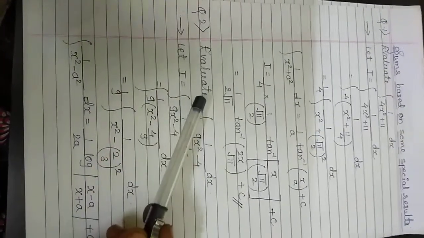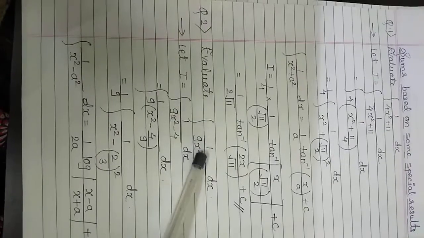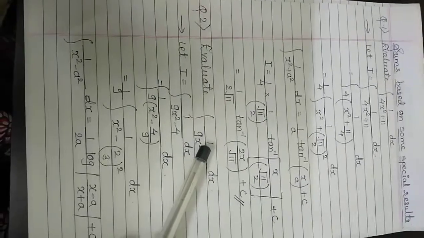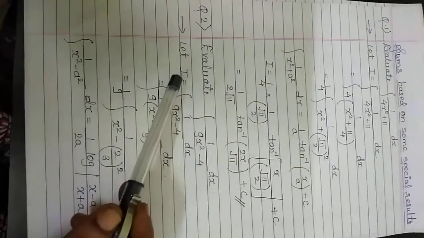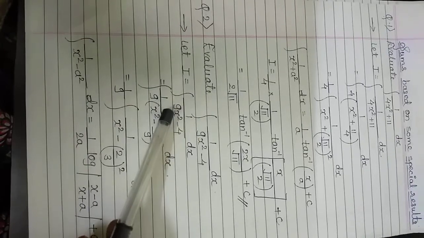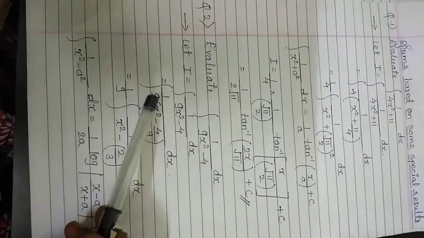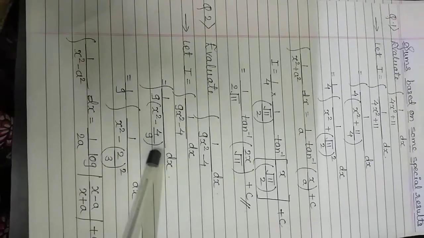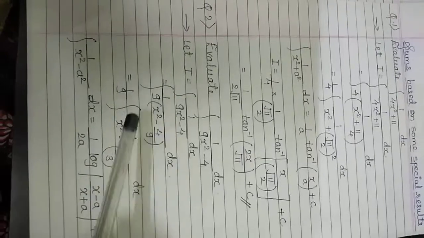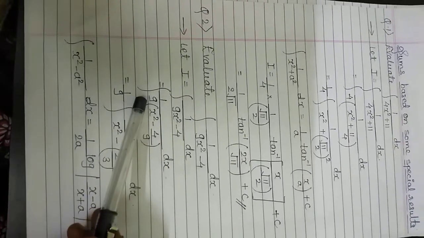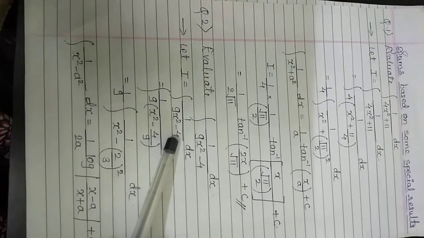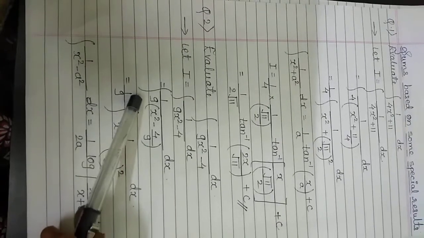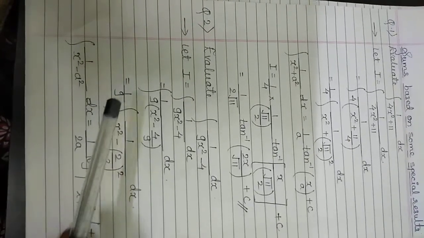Now question number 2. Evaluate integration of 1 upon 9x square minus 4 dx. Here also first we will consider the given integration as I. Now as 9 is the coefficient of x square, taking 9 common, in bracket we will get x square minus 4 by 9 dx. If we multiply this bracket by 9, then again we will get the previous term. Now as 1 upon 9 is constant, that we will write outside the integration sign.